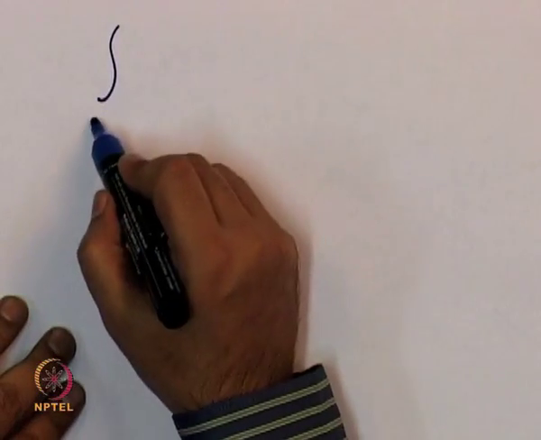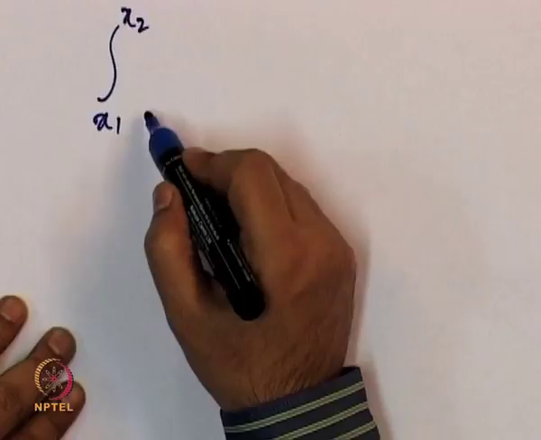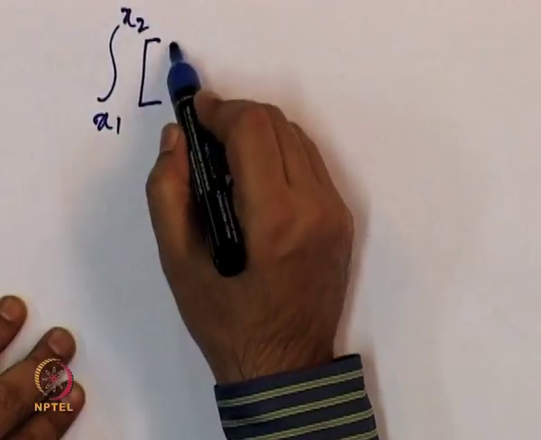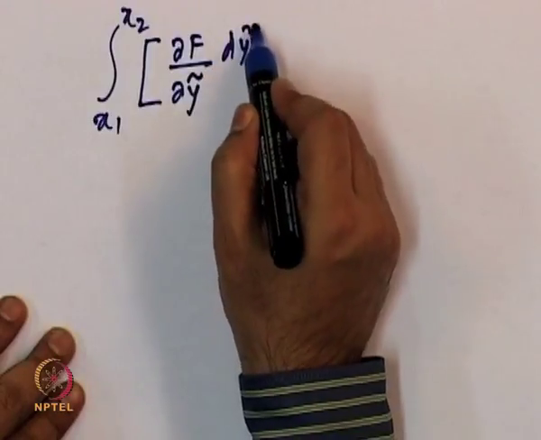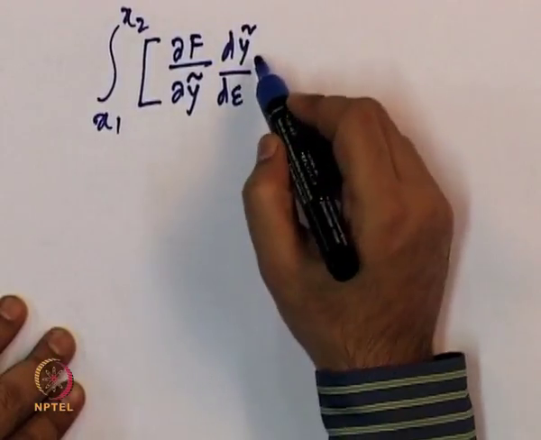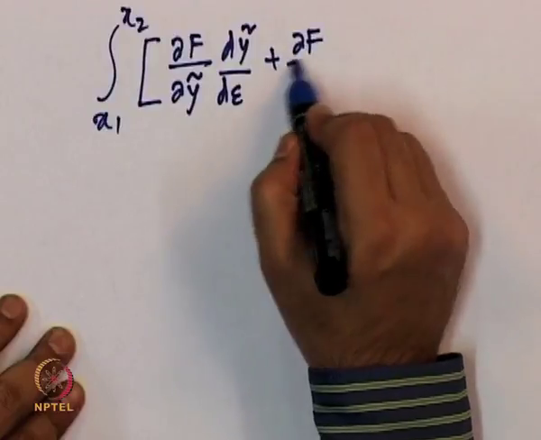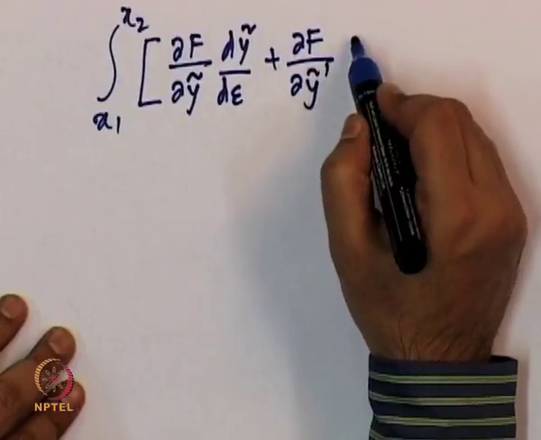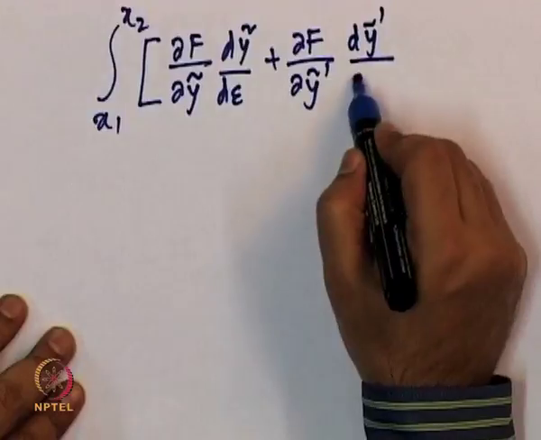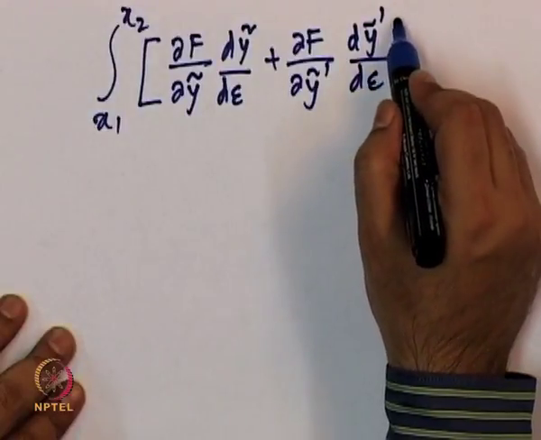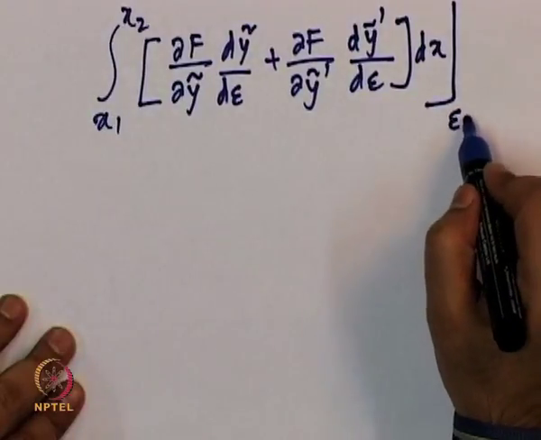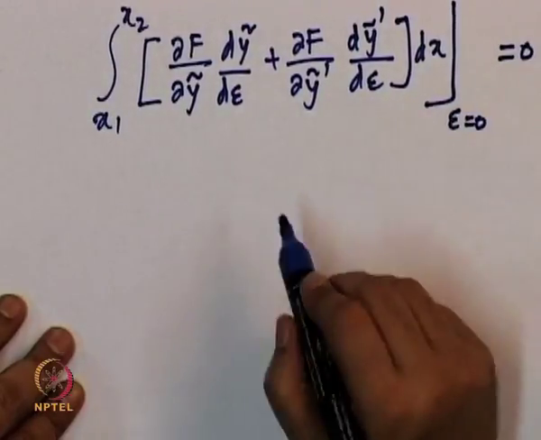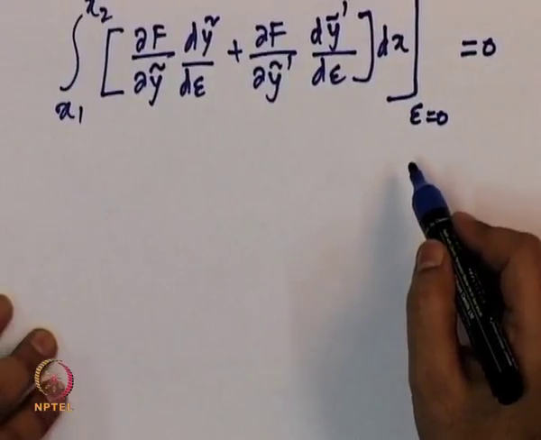So, let us write that down. So, that is nothing but integral x1 to x2 of dou f by dou y tilde dy tilde by d epsilon plus dou f by dou y tilde prime dy tilde prime by d epsilon dx, all of which is evaluated at epsilon equal to 0, that is equal to 0. So, this is what we have found as the condition.